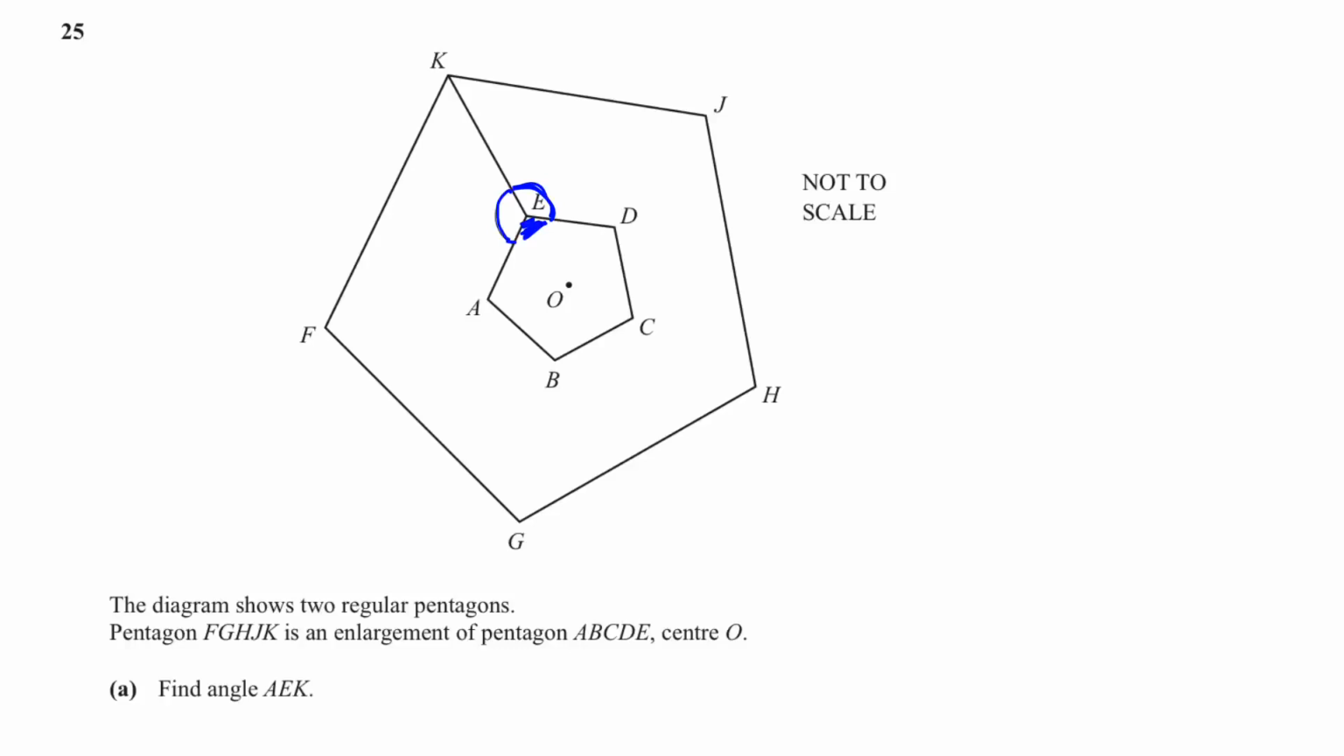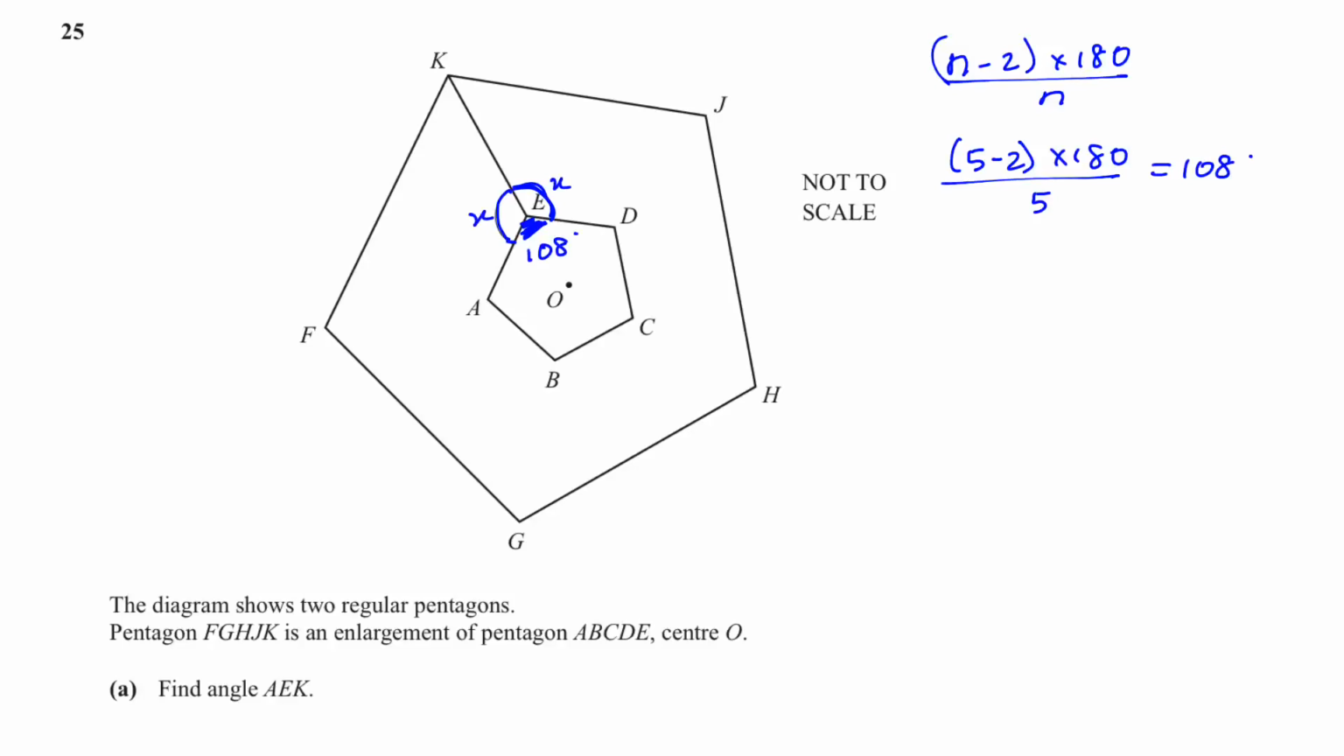To find angle AED, we have to use the interior angle formula of a regular polygon. It's n minus 2 times 180 divided by n. N is the number of sides. So we have 5 sides here. 5 minus 2 times 180 divided by 5 is 108. This is 108. Let's name this x and x.